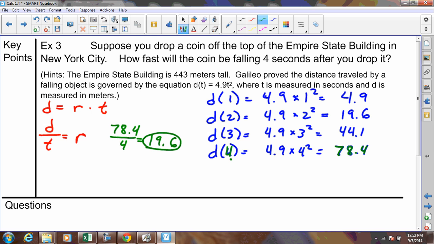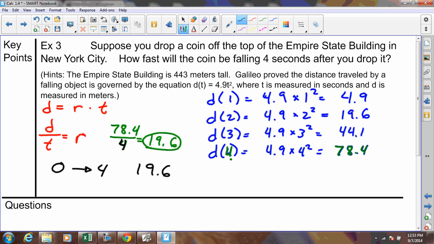Do you actually think it was falling at a rate of 19.6 meters per second? Because it wasn't. This piece that I just calculated was based on a time interval of 4 seconds. From the time of 0 until the time of 4 seconds, the average speed was 19.6.